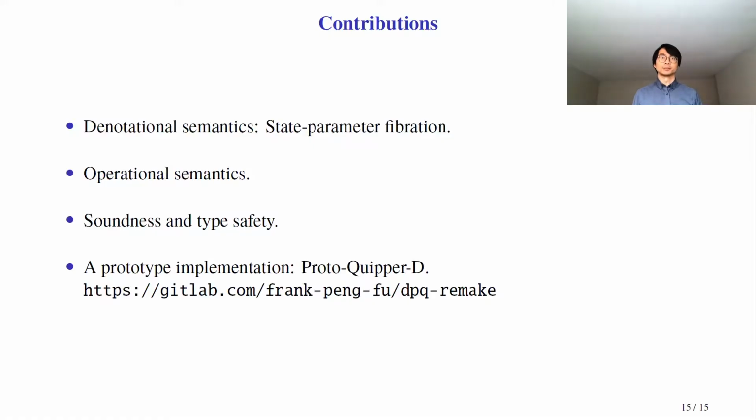So to summarize, we make the following contributions. First, we develop a notion of state-parameter fibration. Then we work out the operational semantics, type soundness, and safety properties. And last but not least, we have a prototype available on GitLab. So if you are interested, please check out our paper and our implementation.